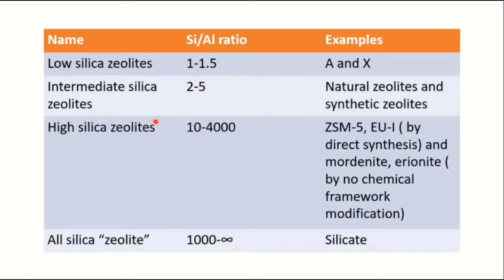So, today I would like to discuss the types of zeolite. But before that, I will briefly explain the classification of zeolite based on the silicon and aluminium ratio. We have 4 of them.